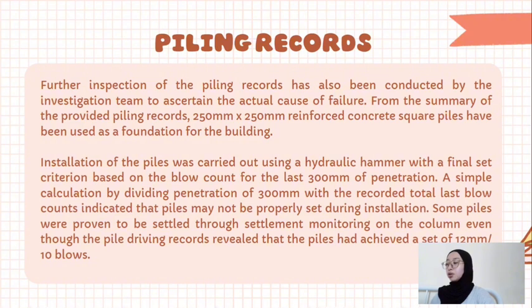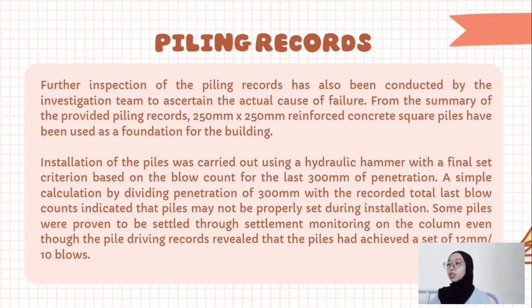Next we move to the second solution, which is piling record. Further inspection of the piling record was conducted by the investigation team to ascertain the actual cause of failure. From the summary of the provided piling records, 250 mm by 250 mm reinforced concrete square piles have been used as a foundation for the building.